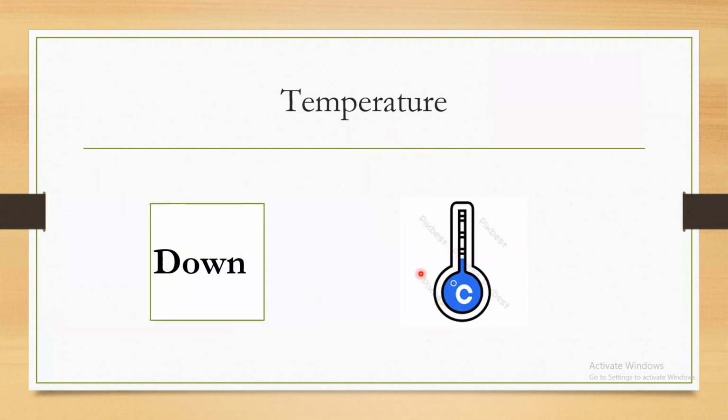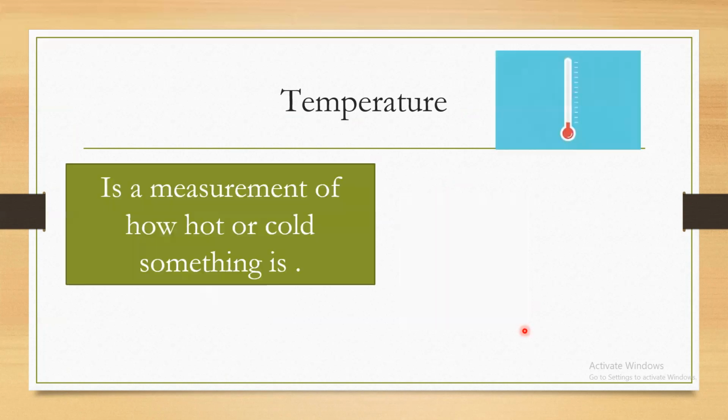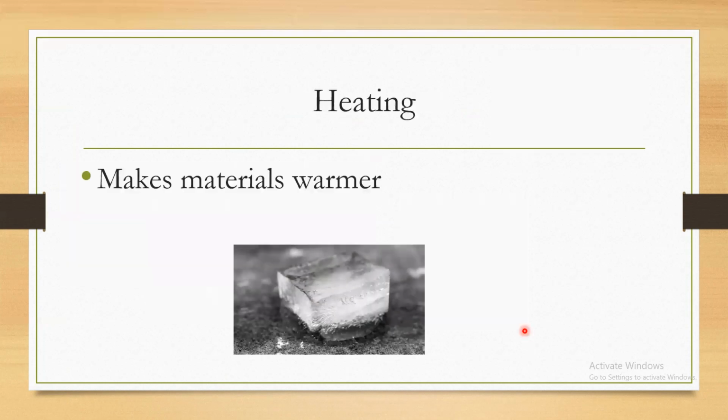Like now we are in winter and the weather is so cold. So the temperature also goes down. Maybe the temperature today is 8 or 7 like that. So it goes down, okay? When the temperature goes down, that means the weather is so cold. So it's a measurement of how hot or cold something is.